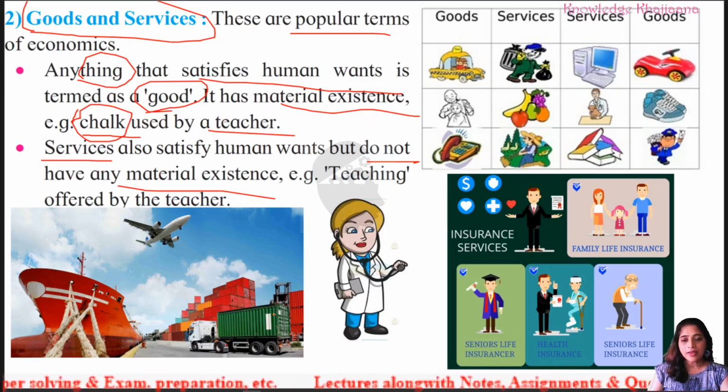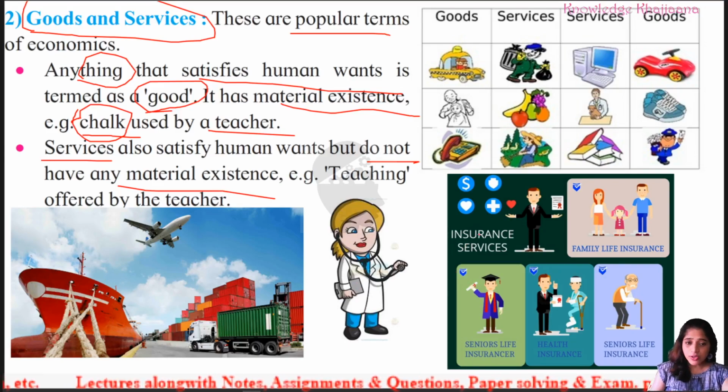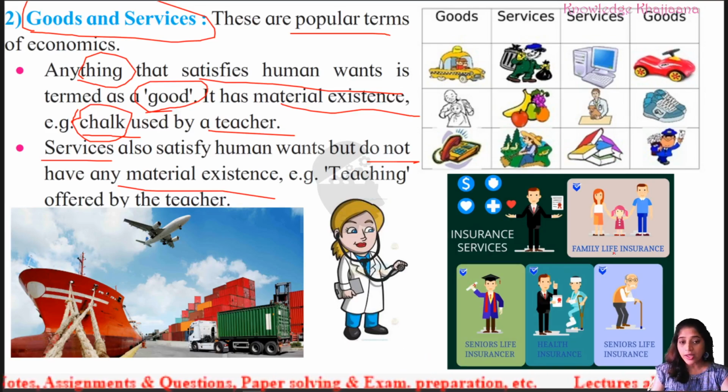Another example, for example, insurance service. Everybody has insurance, right? Can insurance service be touched or seen? Does insurance service have material existence? No, we cannot show this. This is the insurance service. For example, family life insurance, senior people life insurance, health insurance. These services cannot be seen, cannot be touched, but they exist, and these services satisfy human wants, right? So goods as well as services satisfy human wants.